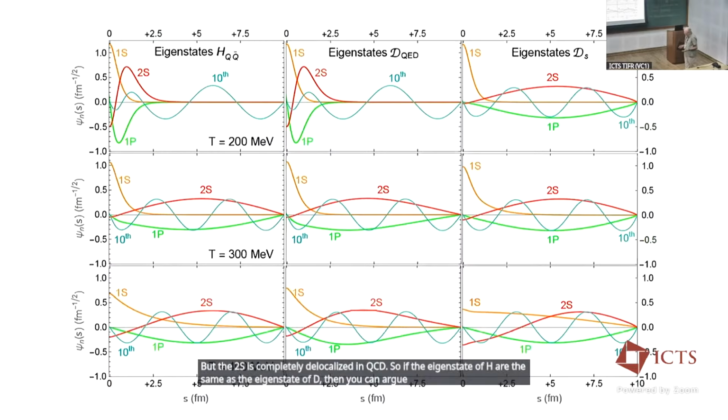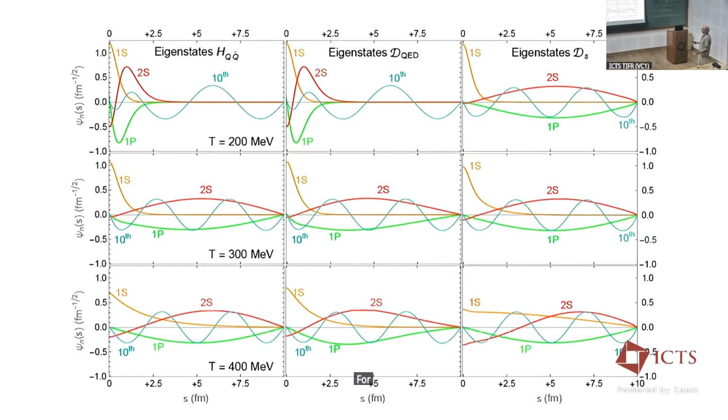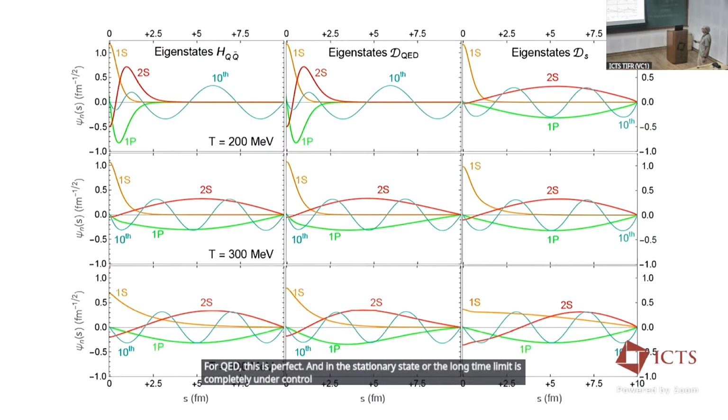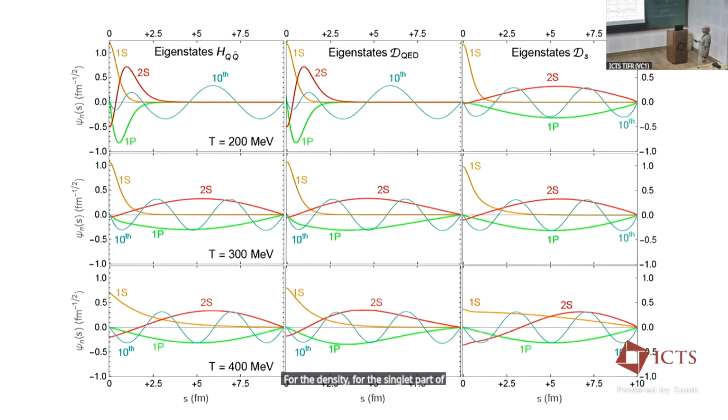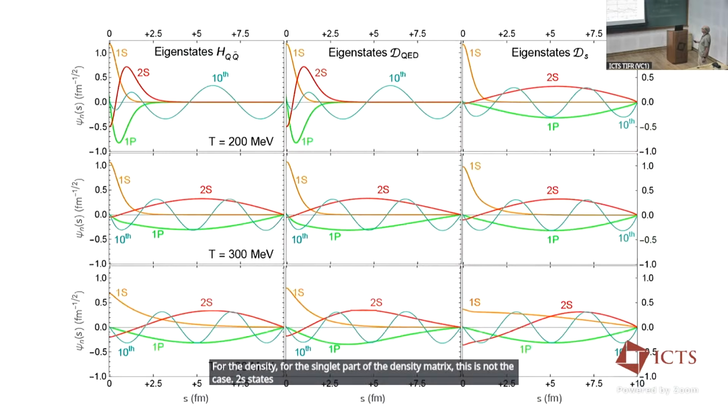If the eigenstates of H are the same as the eigenstates of D, then you can argue that D commutes with H, and the eigenstates of the Hamiltonian are a good representation for the density matrix. For QED, this is perfect, and in the stationary state or the long time limit it seems completely under control. For the singlet part of the density matrix, this is not the case. The 2s states and the 1p states are completely different from the 2s and the 1p states of the Hamiltonian.